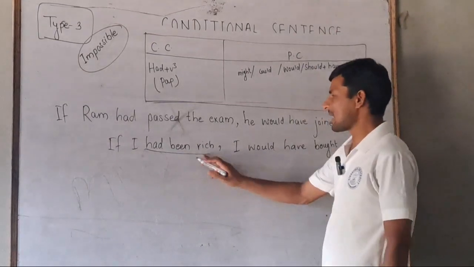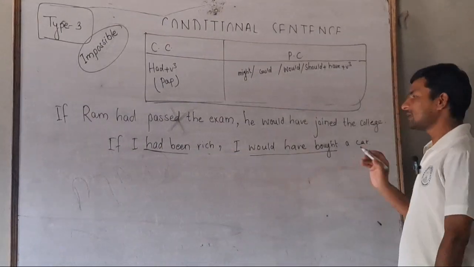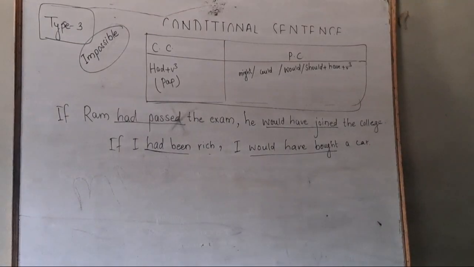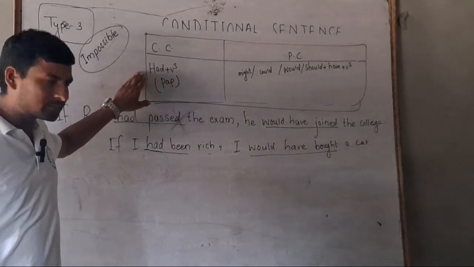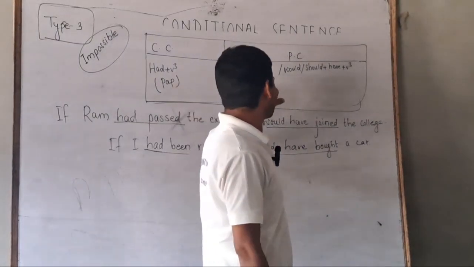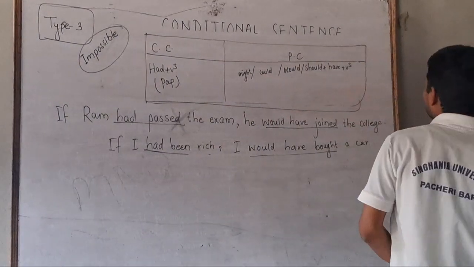Not had been plus had been. No, here had plus B3. Here would have plus B3. In CC, conditional clause, if you find past perfect tense, had plus verb 3, on the other side you should use would, could, should, might have plus verb 3.